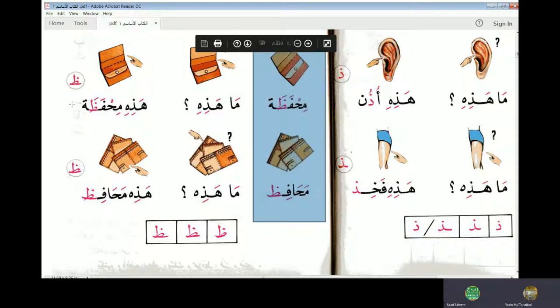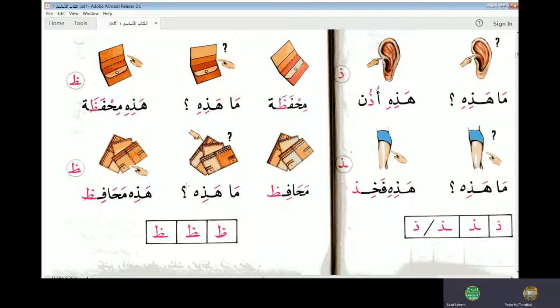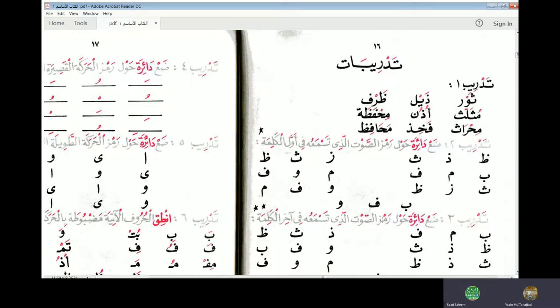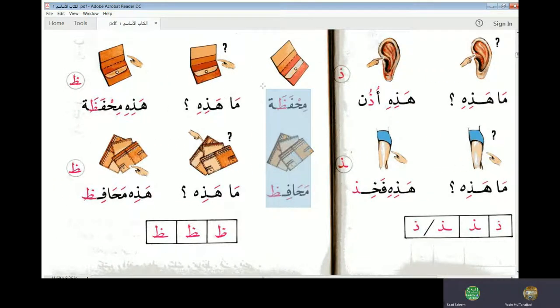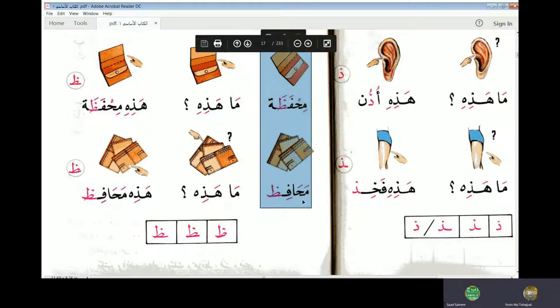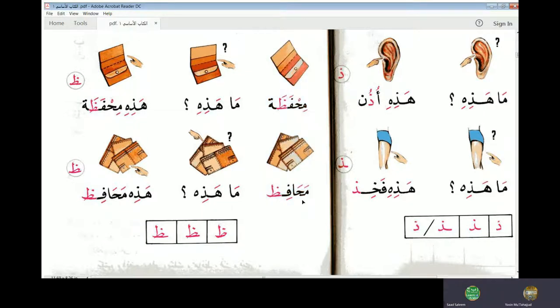محافظ. ما هذه؟ هذه محافظ. What are these? These are wallets. One second, let me write that plural down. Here it is. Okay, I got it.